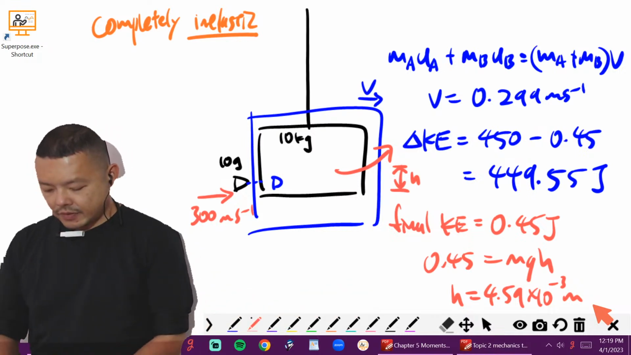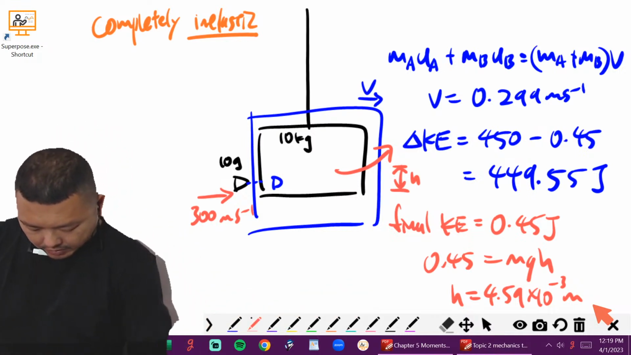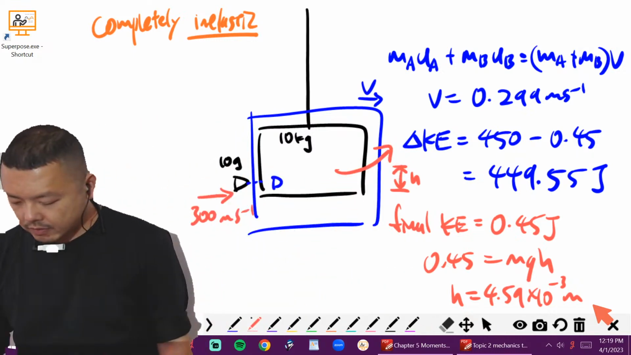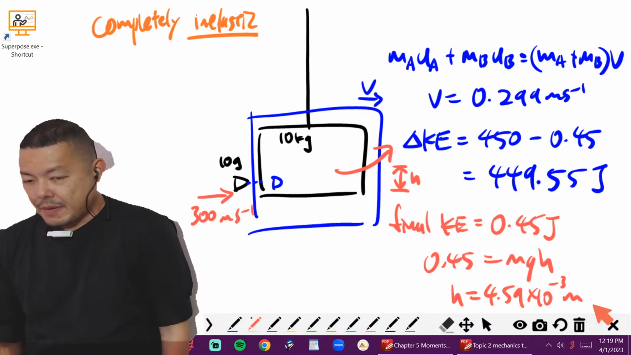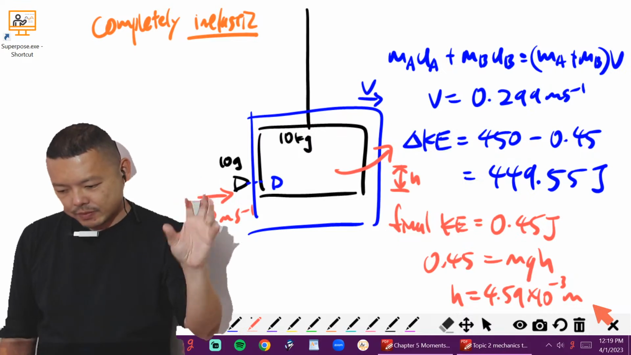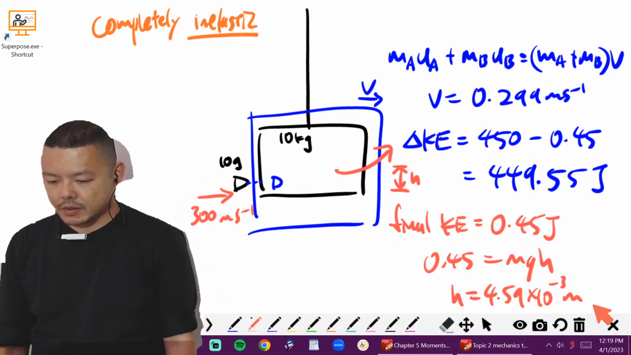So yeah, it's a very small height. I don't know why I got the wrong values here. So it swings up only a little bit, like what was this? 5 mm. Yeah, it just swings upwards by 5 mm. But that's about it.